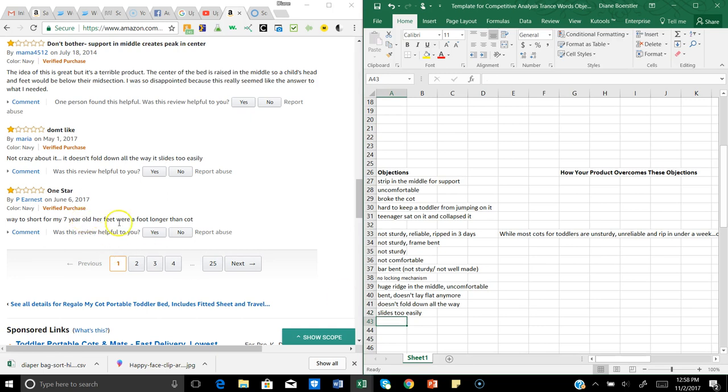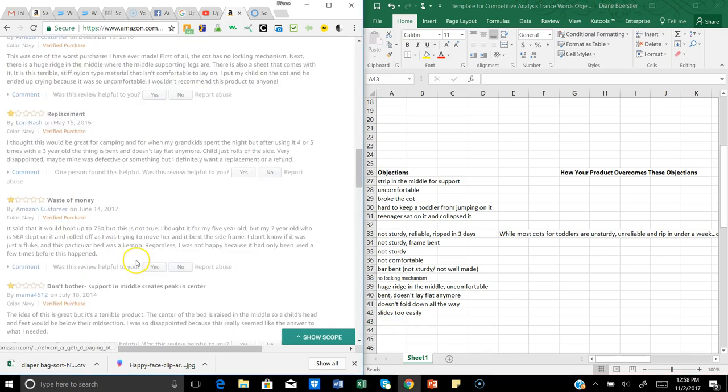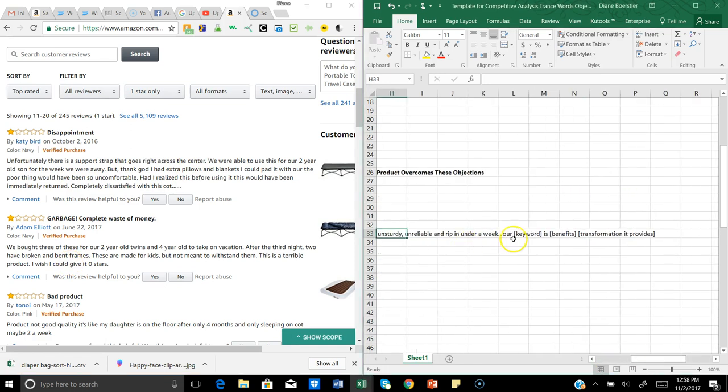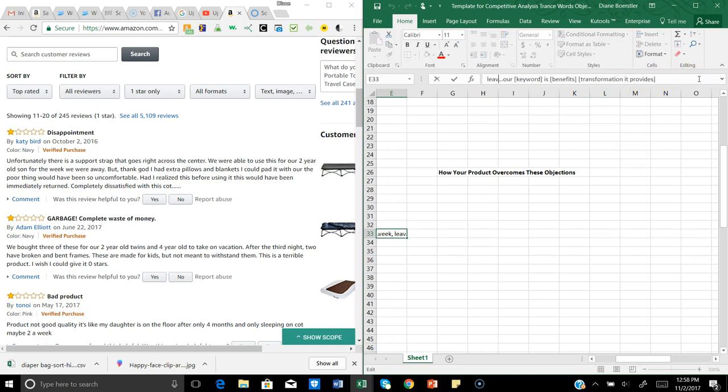Way too short for my 7-year-olds. Okay, there we go back again to size. Sports strap that goes right across center. Completely dissatisfied with this cot. You can say leaving you feeling dissatisfied. Weak. Let's see here. Oh, I gotta go back to where I was writing. So you would say, well, most cots for toddlers are unsturdy, unreliable, and rip in under a week, leaving you feeling dissatisfied.